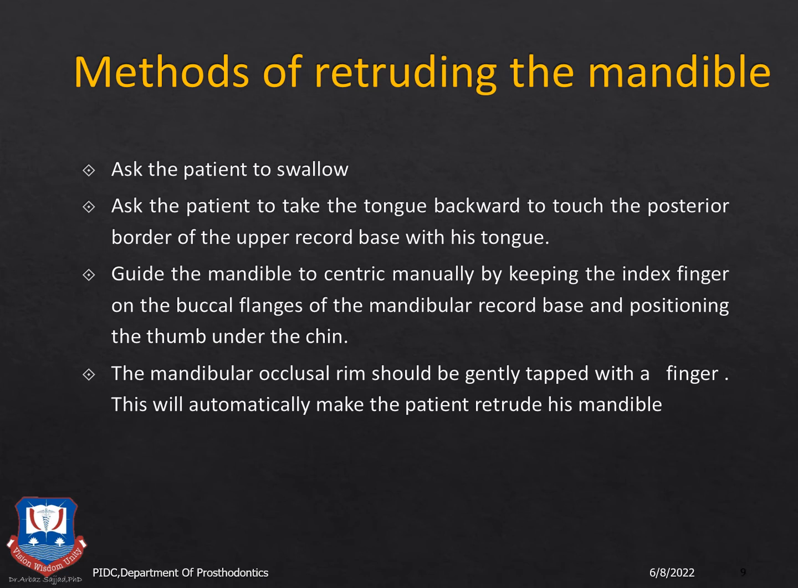First is the physiologic method in which the patient is asked to repeatedly swallow. The second is the patient is asked to fold the tip of the tongue backwards towards the junction of the hard and the soft palate. And the third is to guide the mandible to the centric relationship manually, by keeping the index finger on the buccal flanges of the mandibular record base and the thumb over the chin, and gently guiding the patient's mandible in a posterior and superior direction.